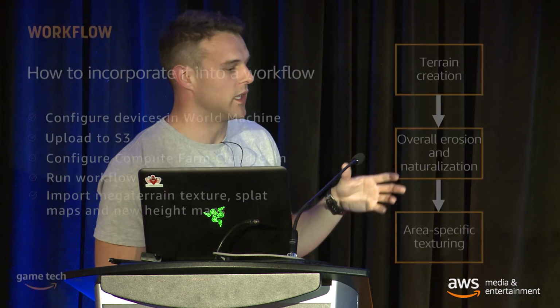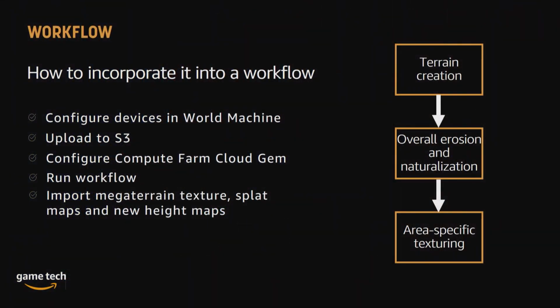The way that this looked in a real workflow is first we generated the terrain in Lumberyard. You don't need to start there, you can create your own height map in any of the terrain tools. We started in Lumberyard, and then we took that height map and moved it into World Machine to configure our devices. I don't have World Machine installed on this PC, so I can't go through the devices, but essentially it's a three-step process. We're doing some terrain creation, then erosion and naturalization, and then we're getting more granular and doing area-specific texturing.